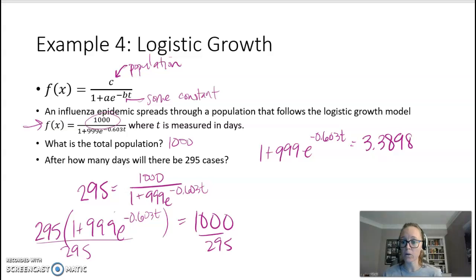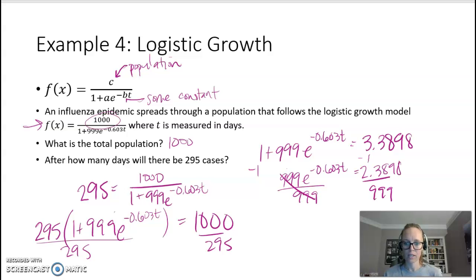So now, again, my goal is to get the exponential part by itself. I subtract 1 from both sides. So 999e to the negative 0.603t is equal to 2.3898. I divide both sides of my equation by 999, which leaves me with e to the negative 0.603t.